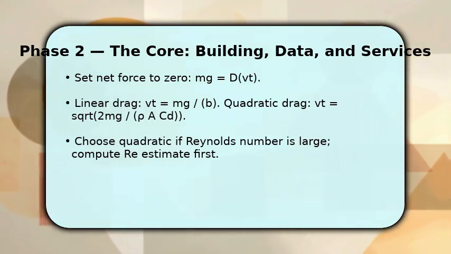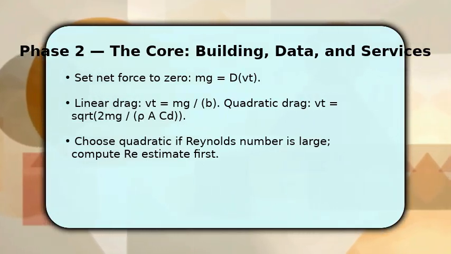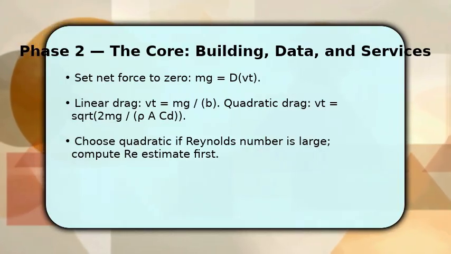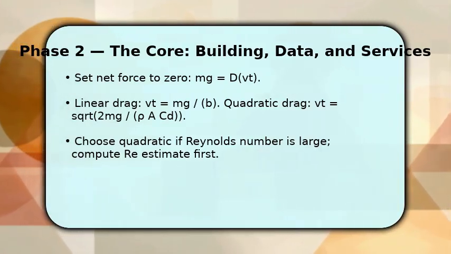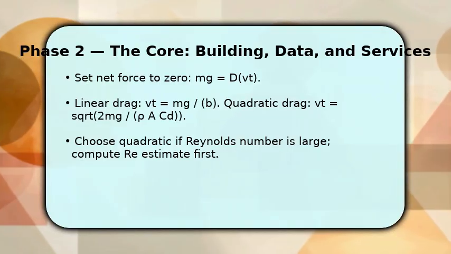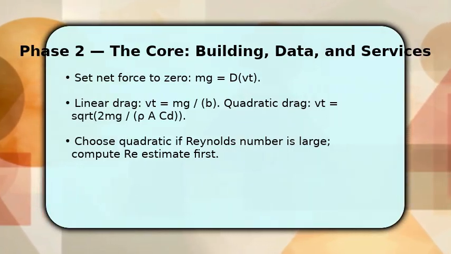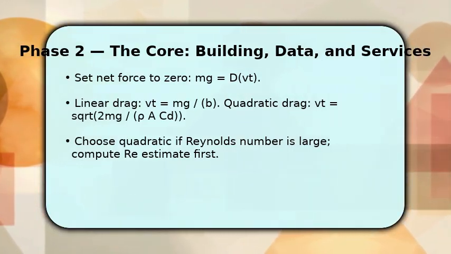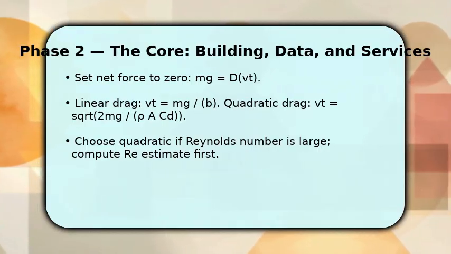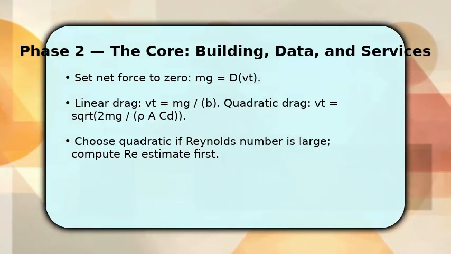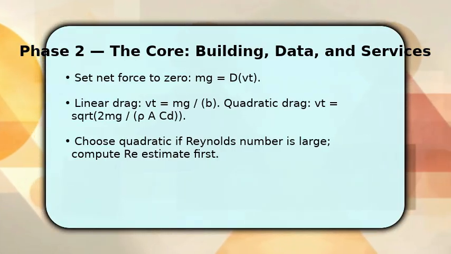For linear drag, solve vt equals mg/b. But for most objects in air you use quadratic drag, so solve mg equals 1/2 rho A CD vt², and rearrange to vt equals sqrt(2mg / (rho A CD)). Make sure to estimate Reynolds number to justify quadratic drag.